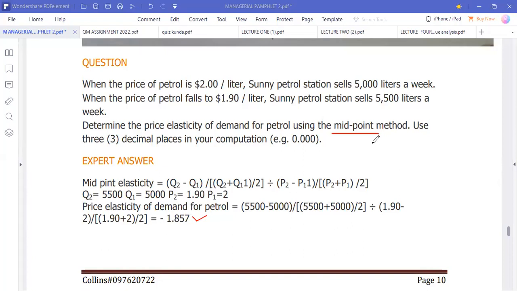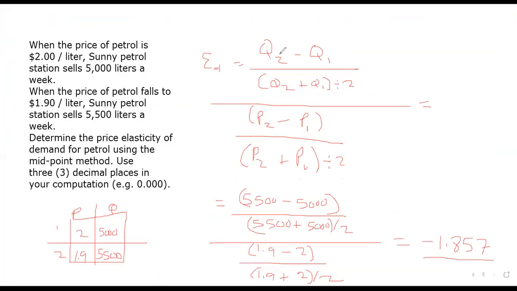This is the midpoint method. So if you're using the midpoint method, the formula is simply Q2 minus Q1 over the average, which is Q2 plus Q1 divided by 2, divided by P2 minus P1 over the average of the price, P2 plus P1 divided by 2. So we know this is the elasticity, and we know the elasticity ranges as prescribed.